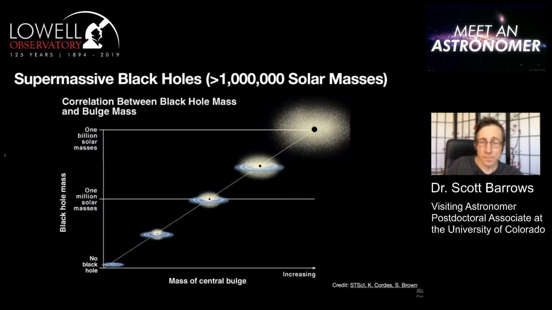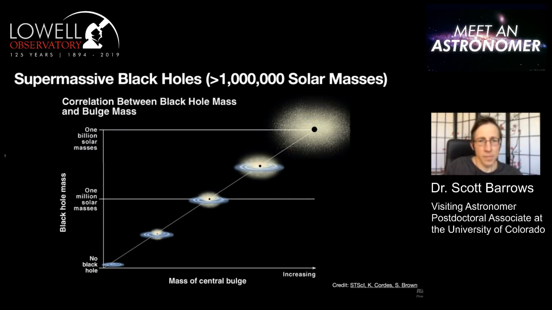And when they're growing, they're accreting a lot of material, and that falls onto the black hole and grows it. And as this happens, a lot of the energy from the accreted material is released as luminous energy, electromagnetic radiation. And these can be some of the brightest objects in the universe.